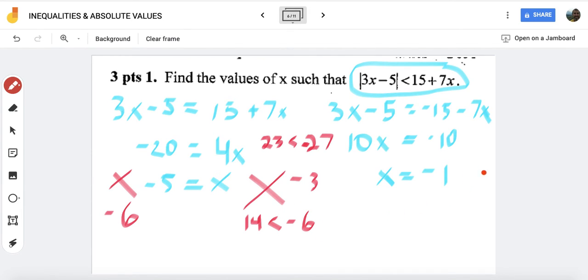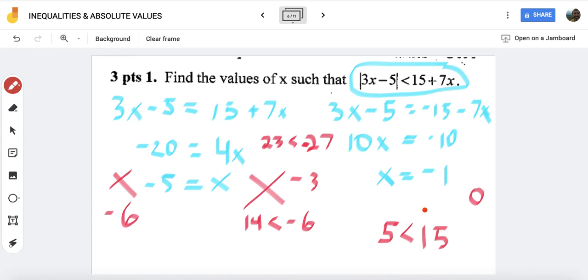I'm hoping when I plug in a number larger than negative 1, it works out. And I'm going to plug in my favorite number to test, which is 0, because 0 is larger than negative 1. When I plug in a 0, I get negative 5. The absolute value of negative 5 is positive 5. And when I plug in a 0 here, that wipes that out. I get 15. And yes, 15 is less than negative 5.